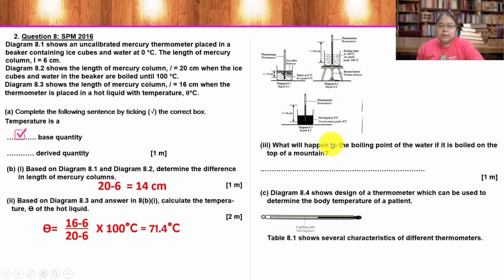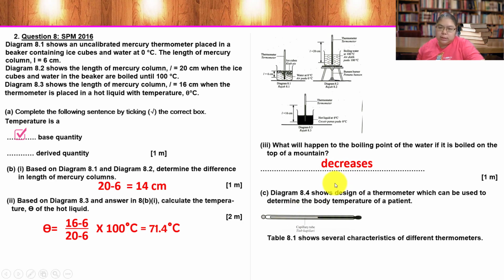Okay, now, to continue the question, what will happen to the boiling point of the water if the boiling is on the top of the mountain? So that means you bring the whole thing to the mountain, how about the boiling point? So you need to know, on the mountain, the atmospheric pressure should be lower. Lower means it is easier to boil the water. That means it takes a short time to boil the water already. So you see the answer, the boiling point must decrease.